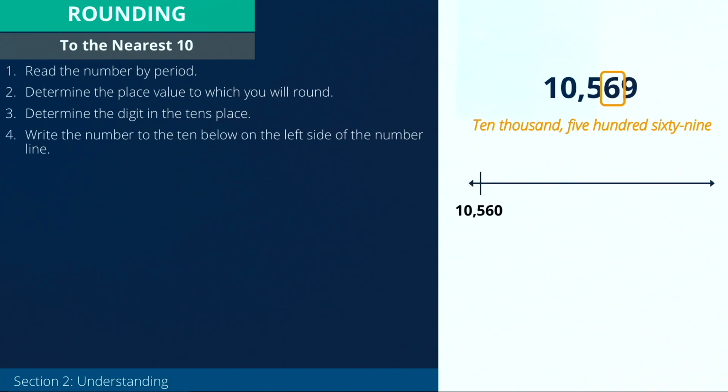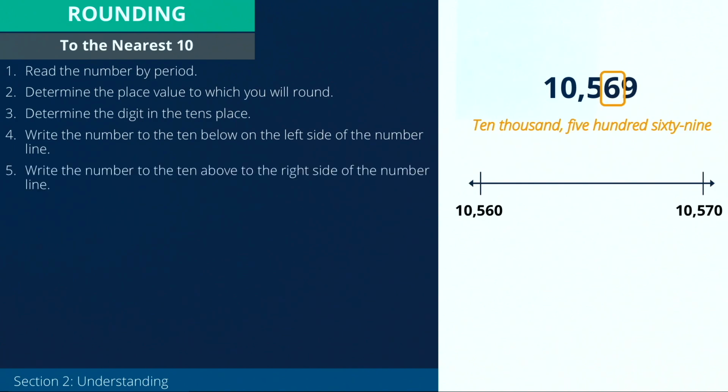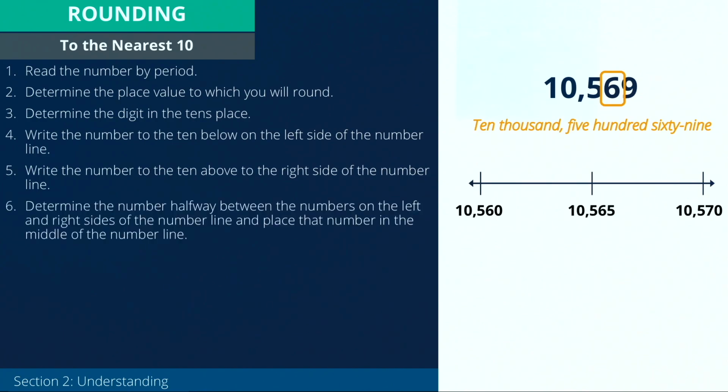Now, one of the ways that's really helpful to teach students about rounding is to use an open number line. So here on my open number line, I'm going to write the number to the 10 below that 60 on the left side of the number line. So that would be 10,560. And then I'll write the number to the 10 above that 60 on the right side of the number line. So that's 10,570. Then it's always helpful to figure out what's the middle of that space on the number line. So between 10,560 and 10,570 is 10,565. So I'll go ahead and plot that on my open number line as well.